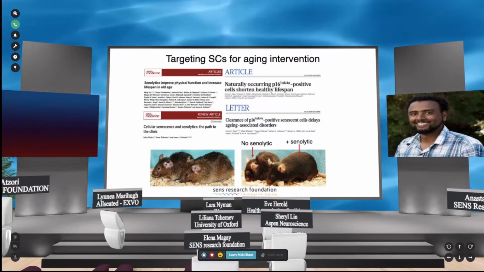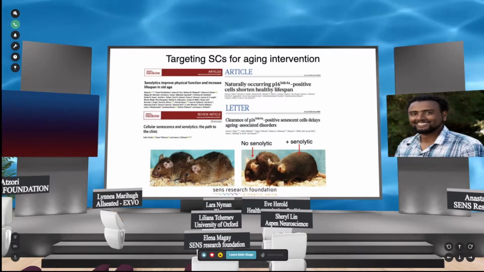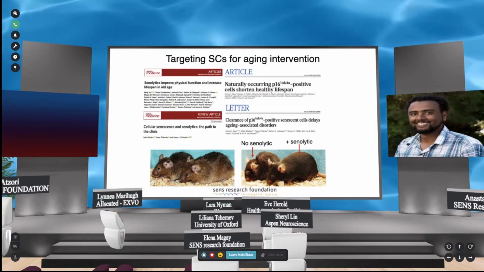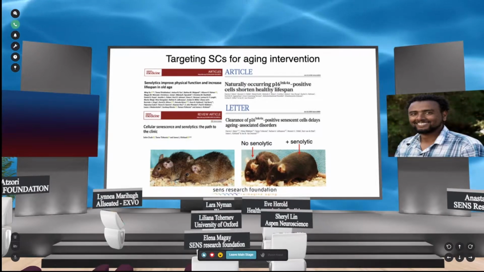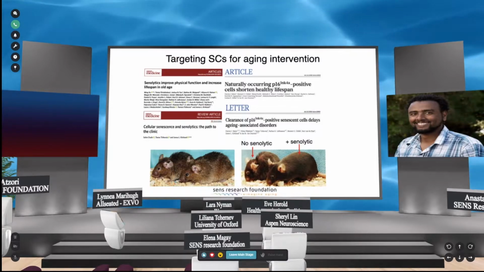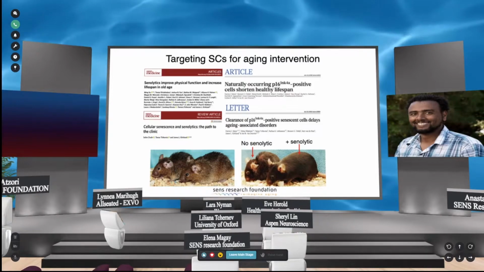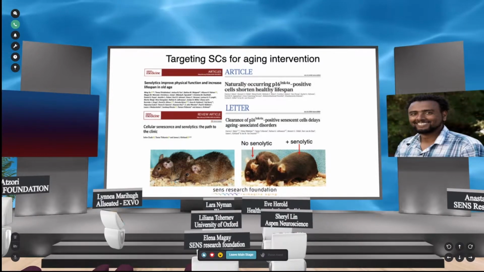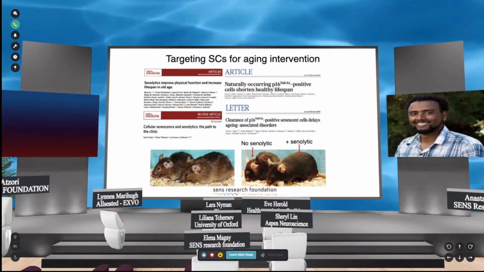For example, if you see these two mice, they are the same age. The left side is without senolytic treatment, whereas the right side is with senolytic treatment. You can clearly see that the one which is treated with the senolytics looks healthier and younger. So removing senescent cells from our body has been shown to be a very promising strategy for aging intervention.